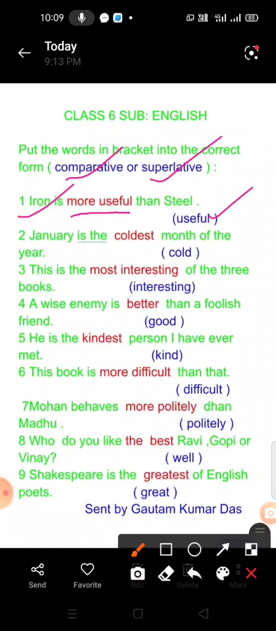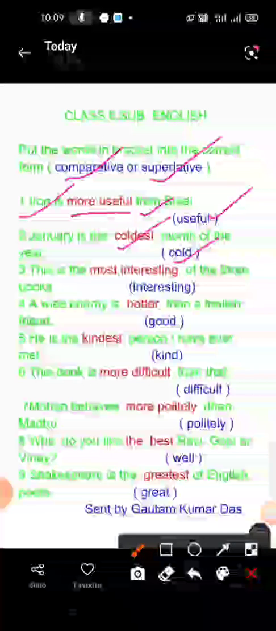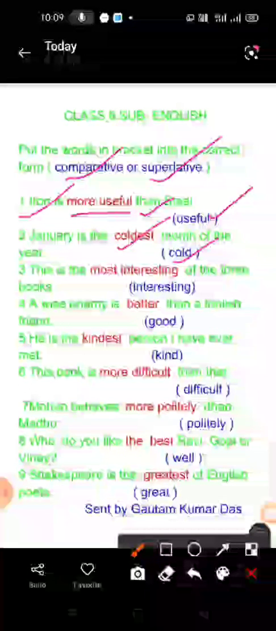When you see then before comparative degree, you have to write comparative degree and superlative degree. Okay, if you see after the superlative degree, here will be coldest. Cold is here coldest because January is the coldest month of the year.